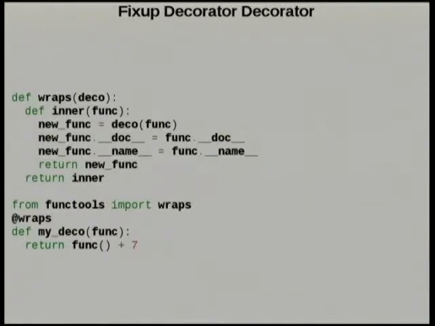This is common enough functionality that you can actually get it in the standard lib. You don't have to write this into your own decorators. It's actually a decorator. So anytime you write a decorator, you use functools wraps, and it just does all these things for you.